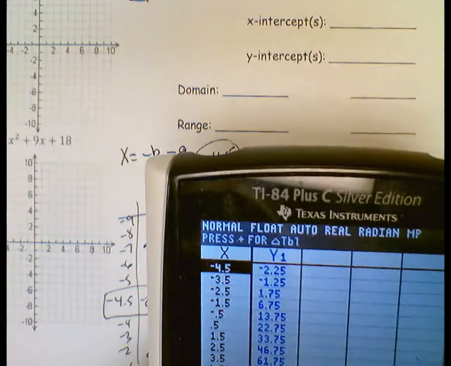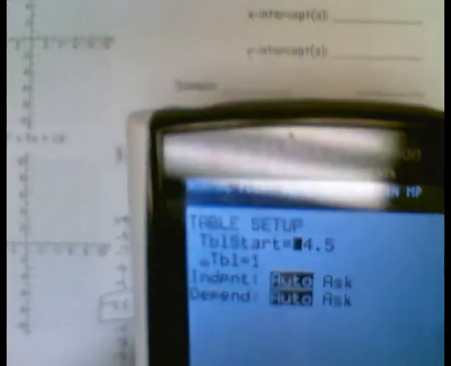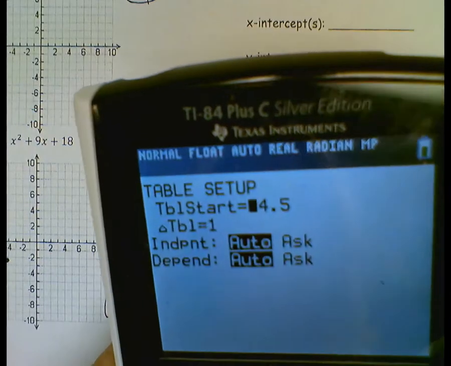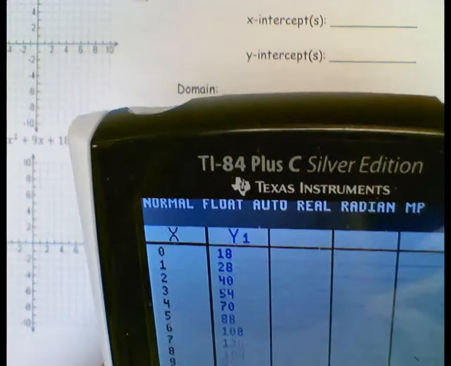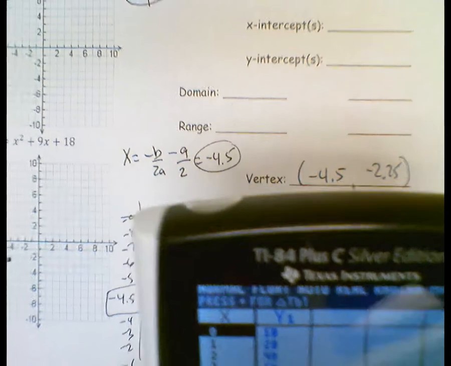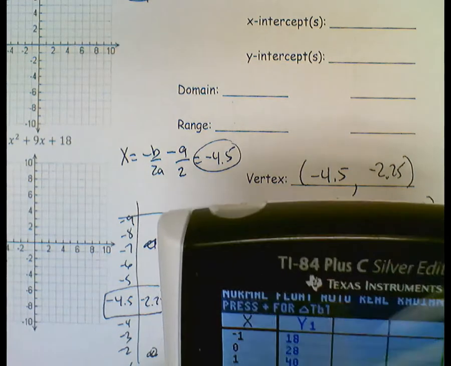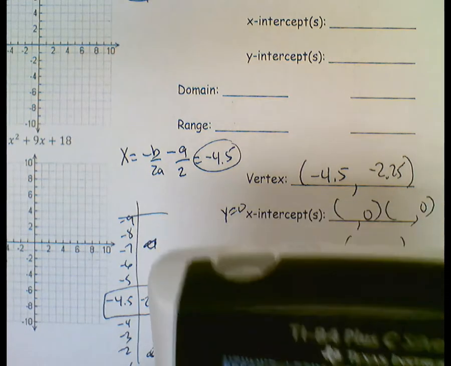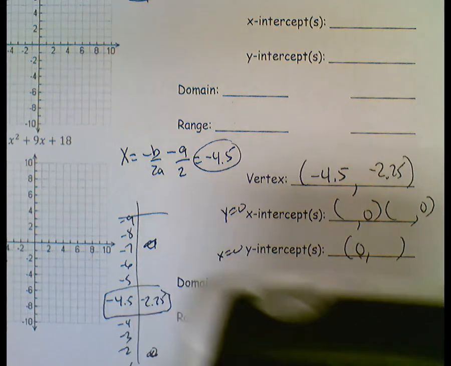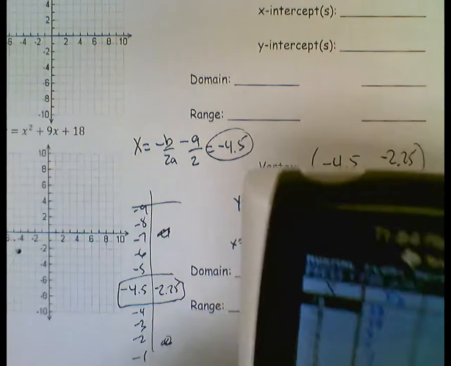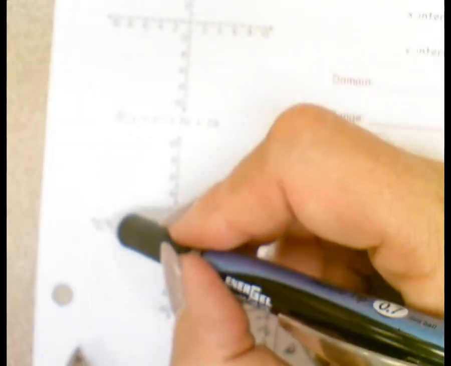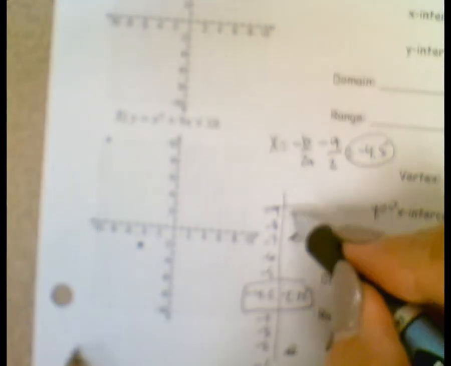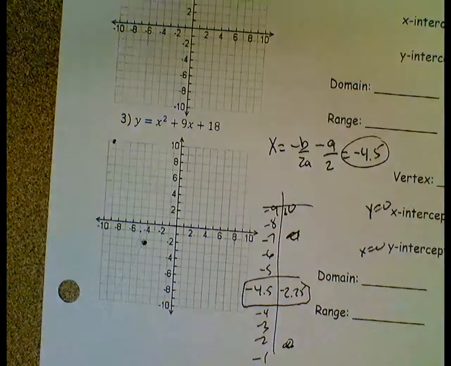Actually, we got to go back to our t-table, press second window. What do you want to start this with? I like to start it with 0 and go by ones. See that? Now we're going to press second graph. All right, let's start up here at negative 9. I started at negative 9 here, but do I need negative 9? Negative 9, 10 is kind of high, but I could graph that. Look, negative 9, 10. It's way up here. It's not one of my zeros, but it's a point.